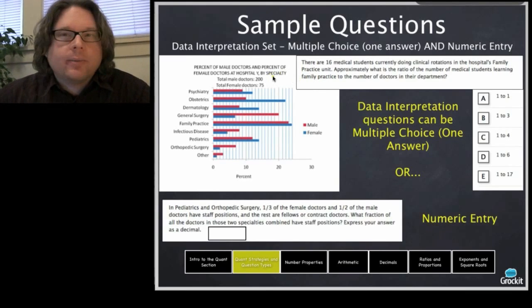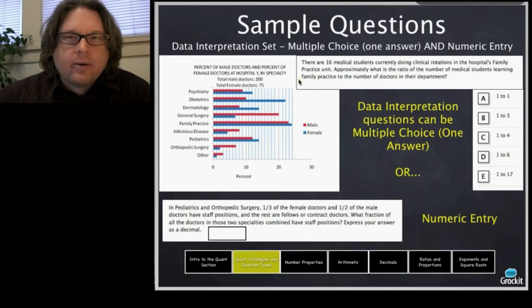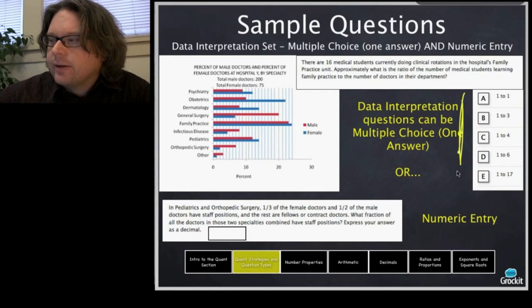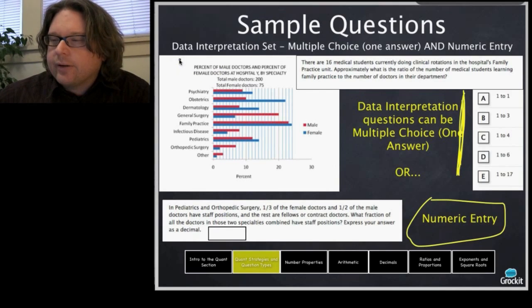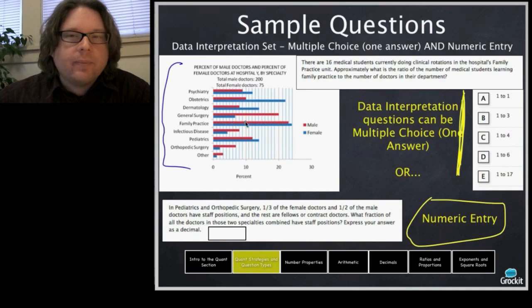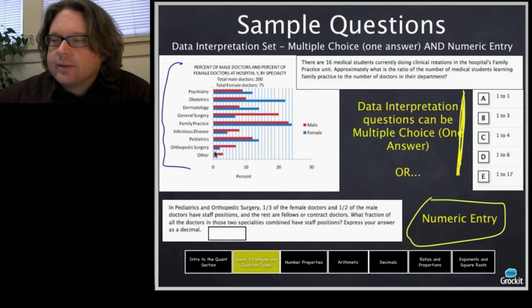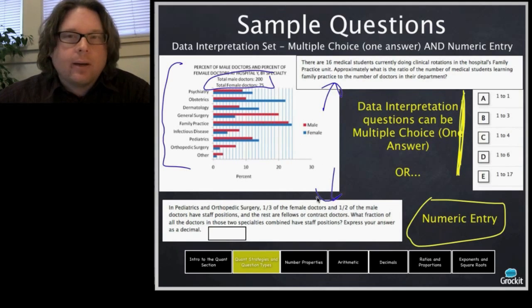So sample data interpretation is that final one. It's not really a question type, it's more of a question format, because you're asked the same types of questions. You'll either have multiple choice answer 1, like this, or it'll be numeric entry, which we've already talked about. In this case, though, you're given information on a graph, and you'll note that there's all sorts of stuff. We have different bars for males and females in different departments, and these are percents of these total numbers here. And then we're given additional information in the problems themselves.